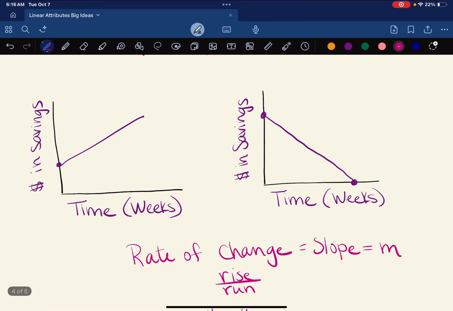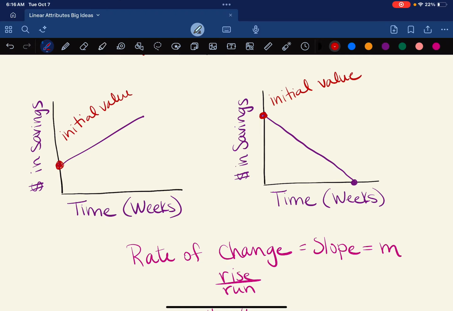So let's talk about what these points mean. The y-intercept in both of these problems is called the initial value. It's our starting value. Initial value. That's just how much we start with, okay? That's our starting amount. Obviously, we can tell, or hopefully we can tell, that the money here just continues to increase over time. As long as we don't spend it, the money in our savings account is going to continue to go up.